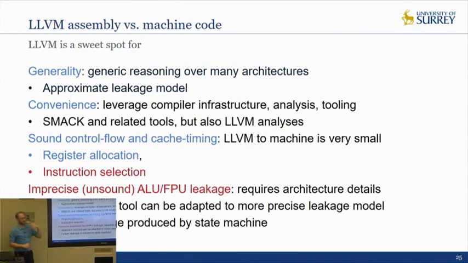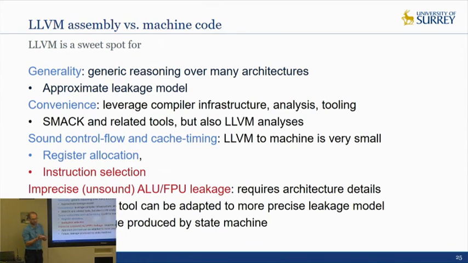It's convenience. There are tools for LLVM that might not exist for x86 or x64 or ARM assembly, in particular Smack and related tools, but also LLVM analysis. So we rely a lot on the shape analysis that LLVM does and on a lot of loop detection and things like this that Smack does, that would be a lot more difficult to re-implement on lower level assembly. And we still have, already at the LLVM level, sound control flow and cache timing modeling.